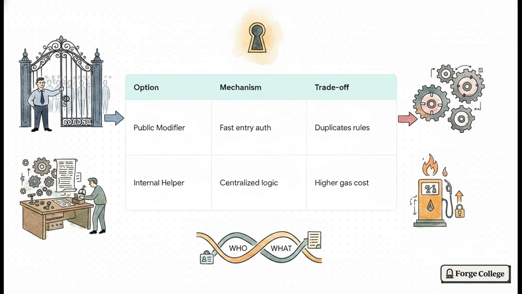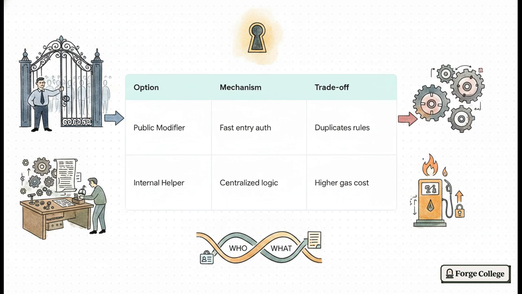Then there's option 2, an internal helper. This is putting the check right at the workbench. It perfectly centralizes reusable business logic, which is fantastic for keeping your code nice and clean, but it does come with a slightly higher gas cost, and it makes your overall authorization policy just a little harder to spot at a glance. So what's the recommended approach?